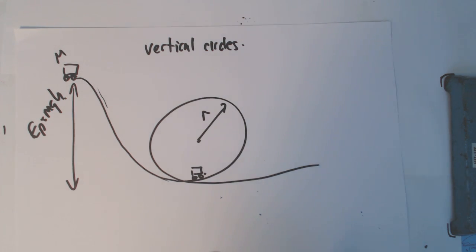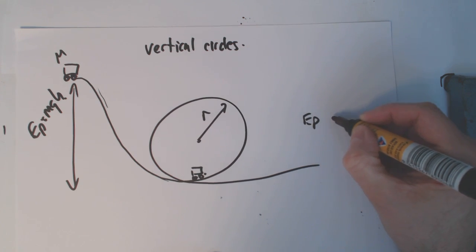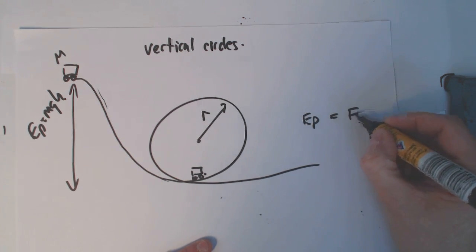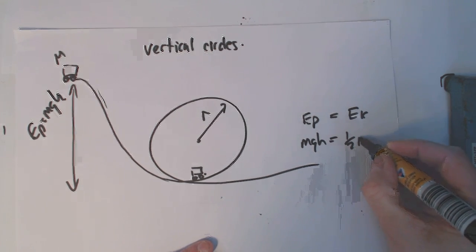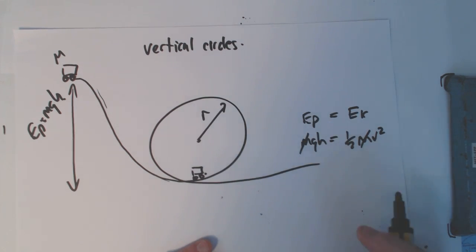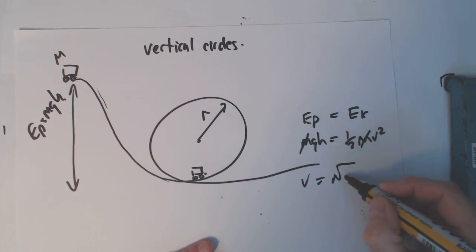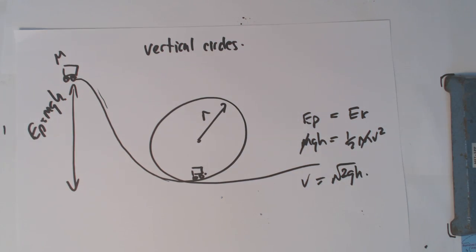But first, let's just make sure we remember how to calculate the speed at the bottom. We say that the potential energy has all been converted into the kinetic energy. So we say that mgh now equals half mv squared. We cancel the m's and we say that v equals the square root of 2gh. Remember that from year 11? So that's the speed he'd be doing at the bottom there.